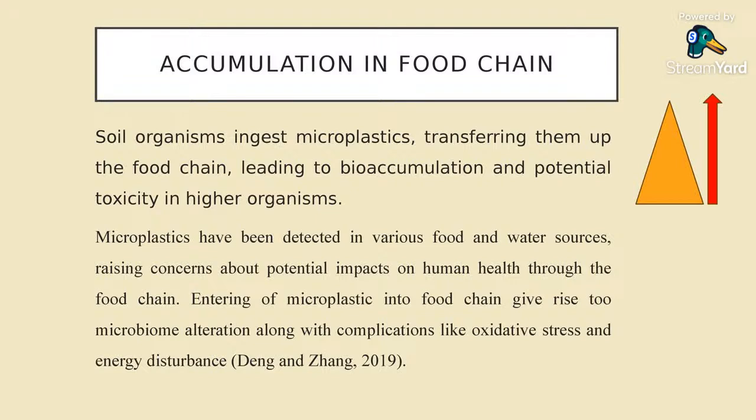Microplastics have been detected in various food chains as well as water sources, raising concerns about potential impact on human health too, just through the food chains. Entering of microplastics into the food chain gives rise to microbiome alteration along with complications like oxidative stress and energy disturbance.